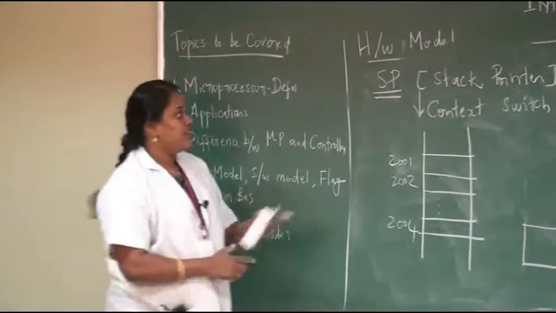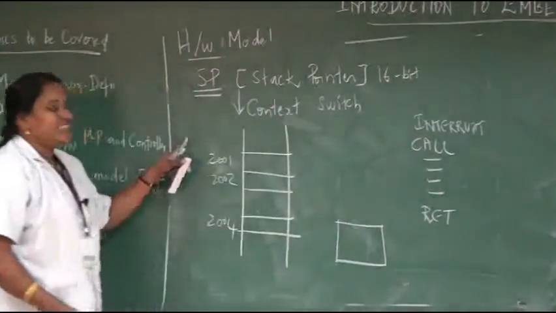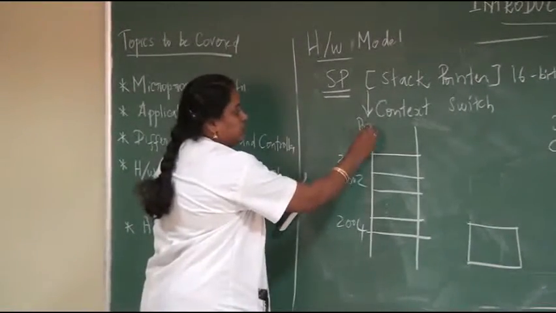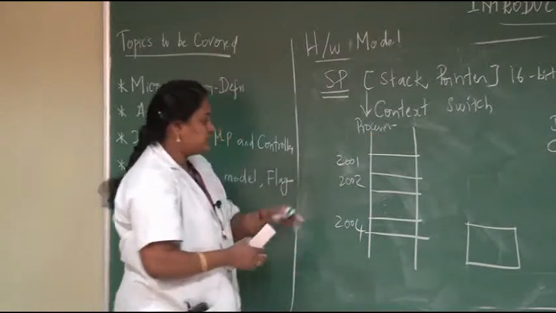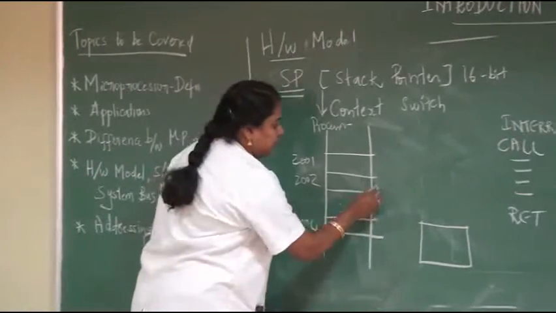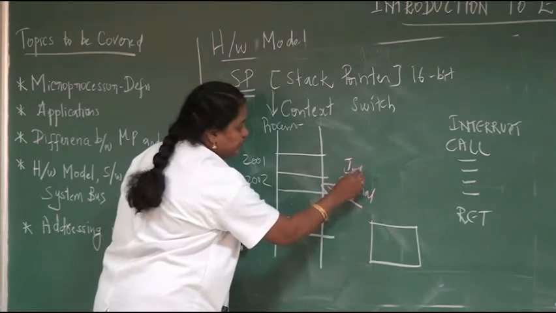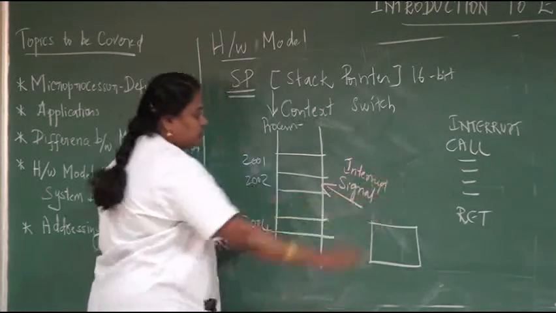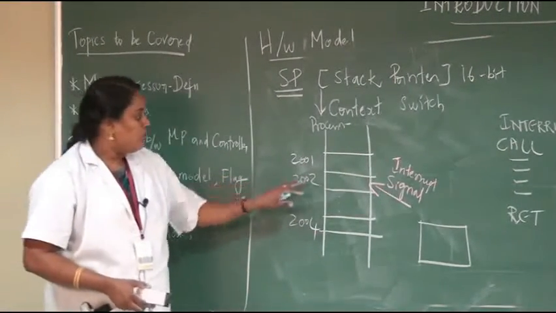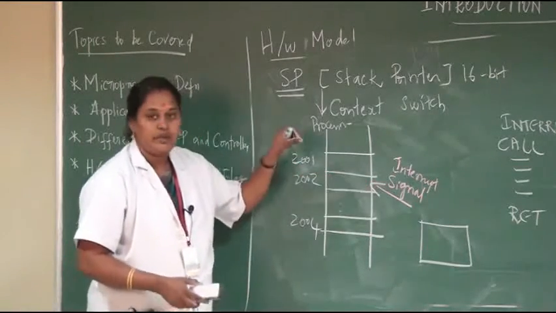So what is a stack pointer? It is a register which is 16-bit in size. Okay, what is the necessity for a stack pointer in a processor? Suppose the processor is executing a program stored starting from address 2001. Imagine it is going to receive a signal, an interrupt signal. An interrupt is a signal which needs the immediate attention of the processor. Now, while executing the instruction available at 2002, the processor receives an interrupt signal.